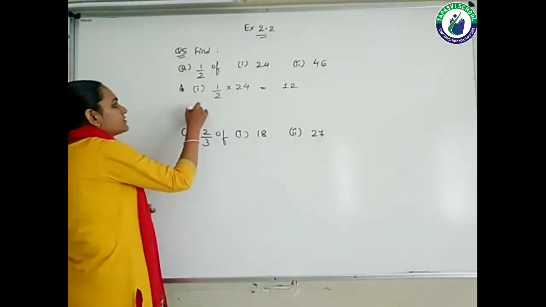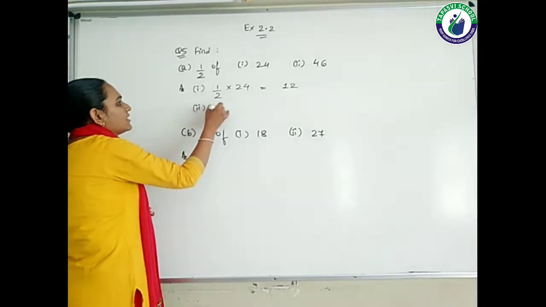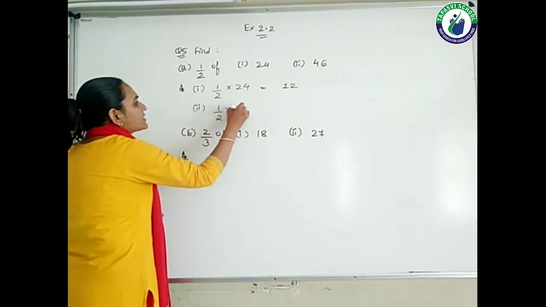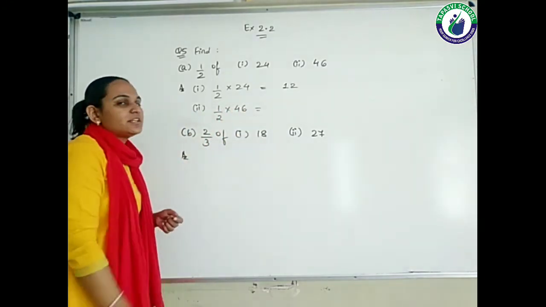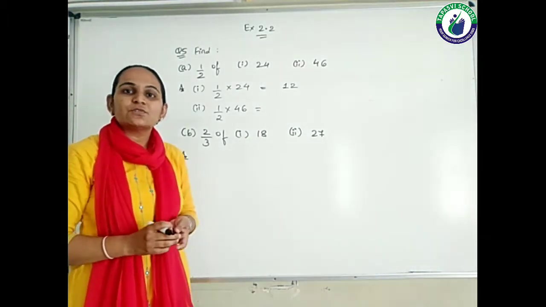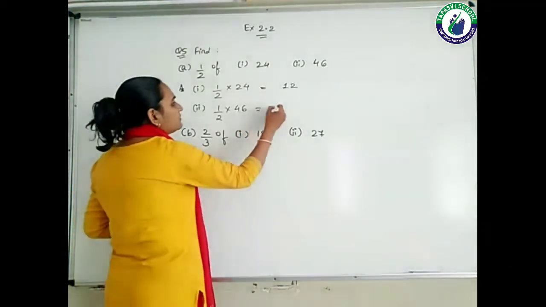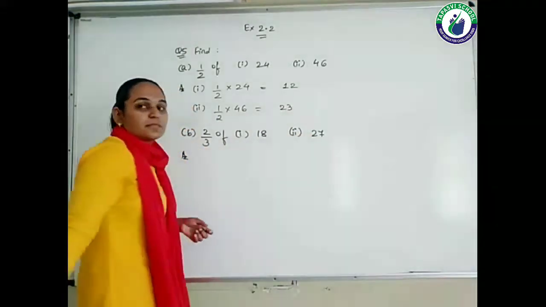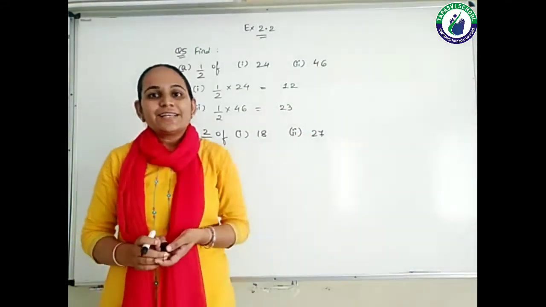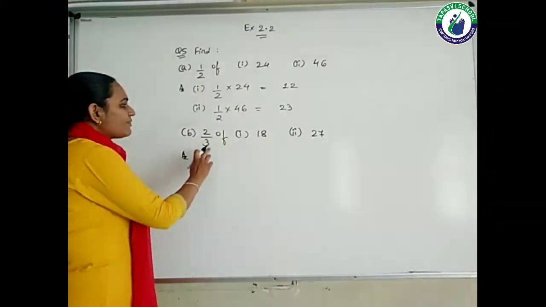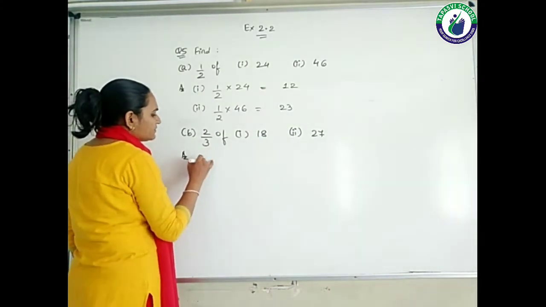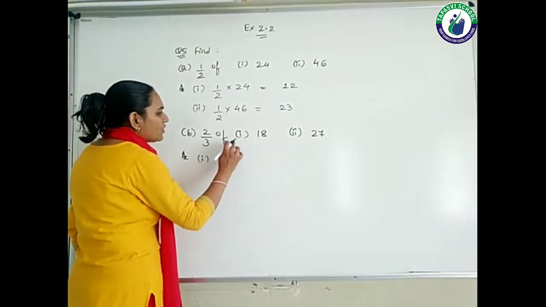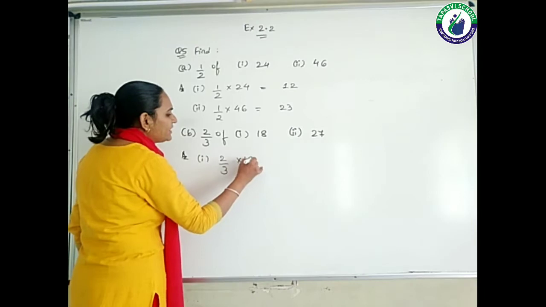Similarly, second one is half of 46. So what is half of 46, students? If you do the half of 46, you get 23. Is it okay? Now let's see the next question, students. There is 2 by 3 of 18. So 2 by 3 of means multiply with the 18.